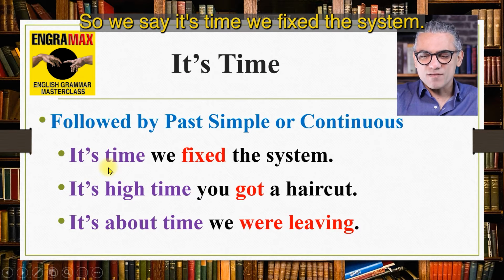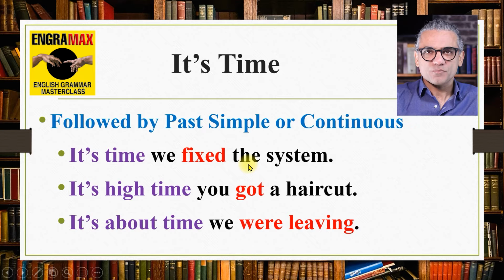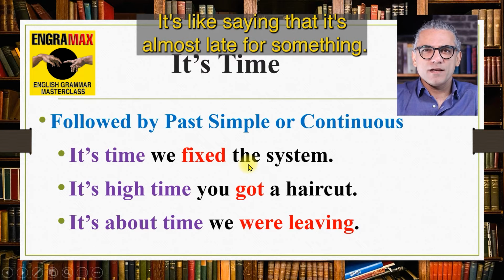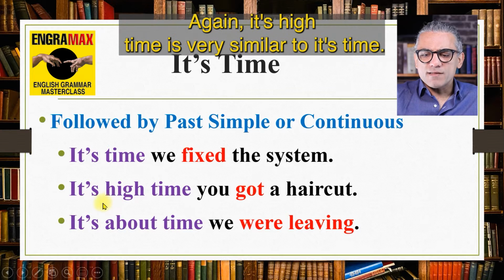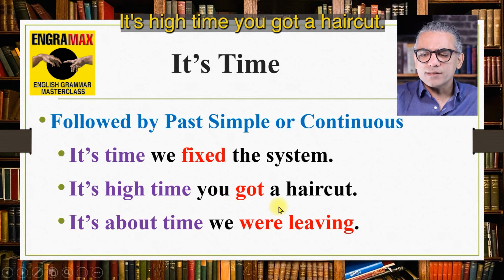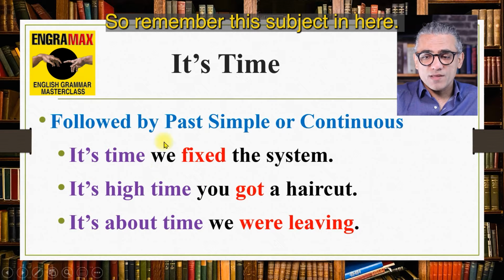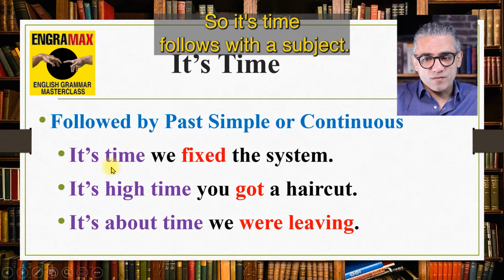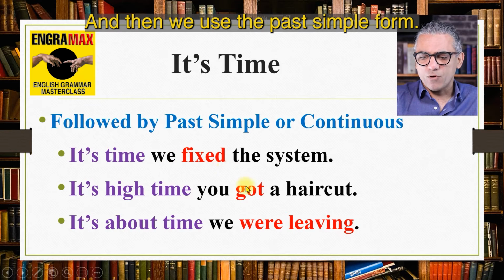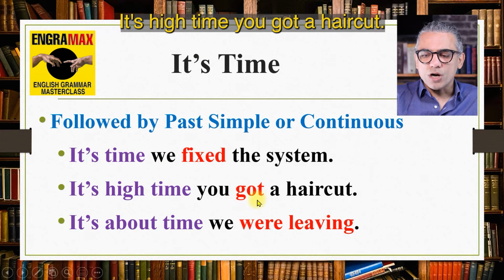So we say, it's time we fixed the system. It's like saying that it's almost late for something. Again, it's high time is very similar to it's time. It's high time you got a haircut. So remember this subject in here. It's time follows with a subject, and then we use the past simple form. It's high time you got a haircut.